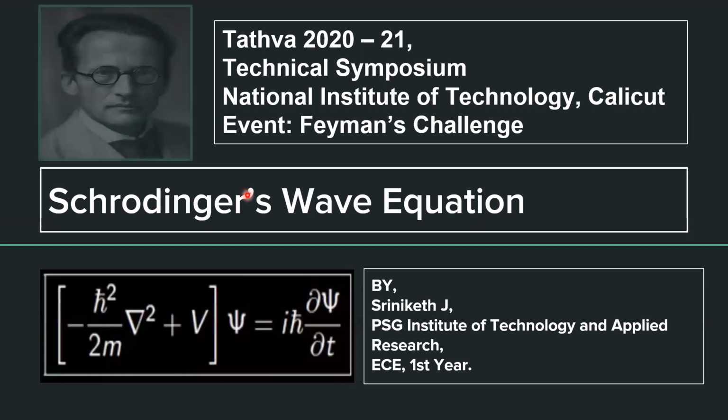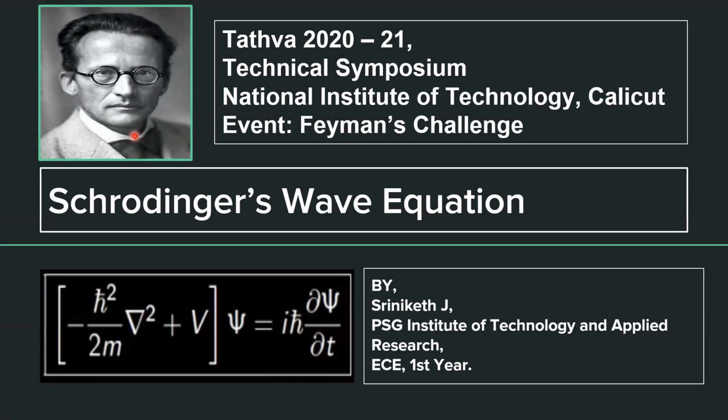Now, this is Erwin Schrodinger. He is an Austrian-Irish physicist, and he is also considered the father of quantum mechanics. So, without much delay, let me move on to what Schrodinger's wave equation is.